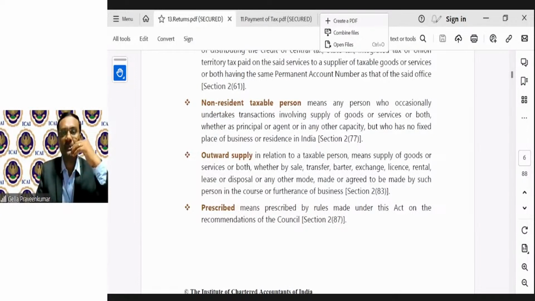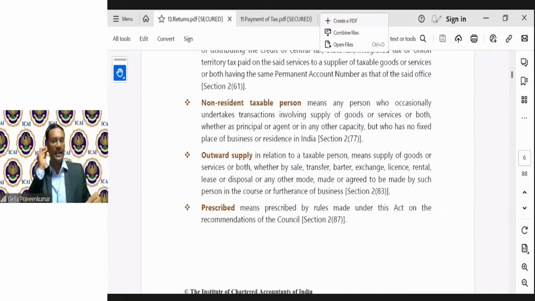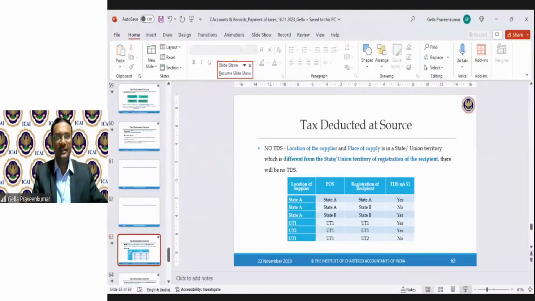Namrata is asking a question connected with the TDS provision: no TDS if the recipient is in a different state, what is the logic for this? Namrata, I have given this particular example. Let me just come to the respective slide. Let me present this slide.